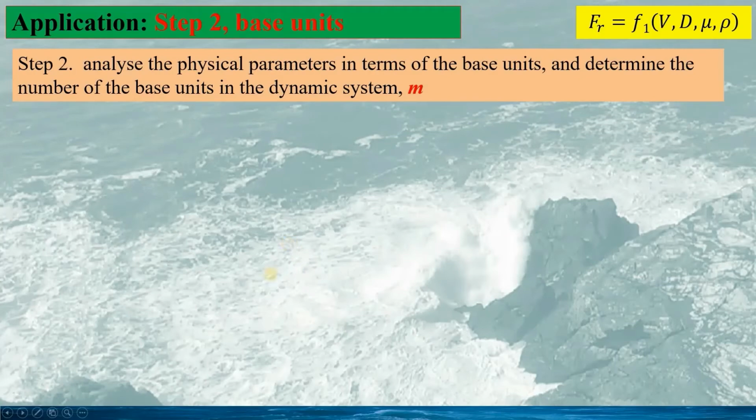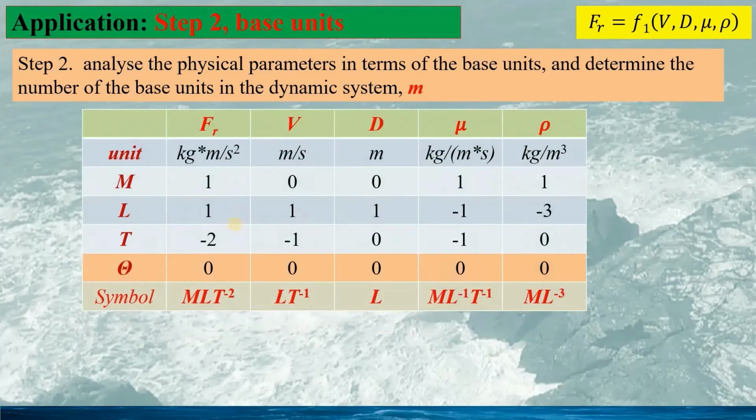In step 2, we are going to analyze the physical parameters in terms of the base unit, and based on this, we can determine the number of the base units in the dynamic system. So in this table, we put the 5 physical parameters here: fluid friction, velocity, diameter of the pipe, fluid viscosity, fluid density, and their units are given as here.